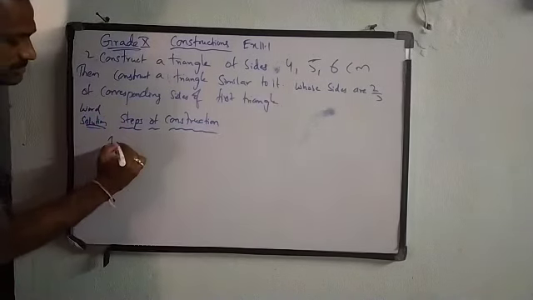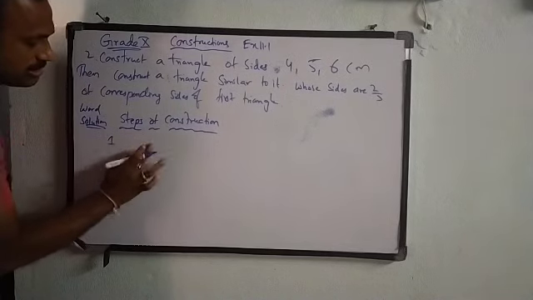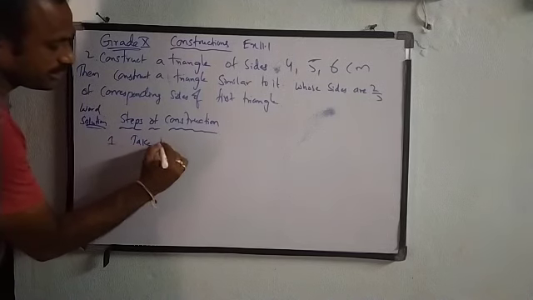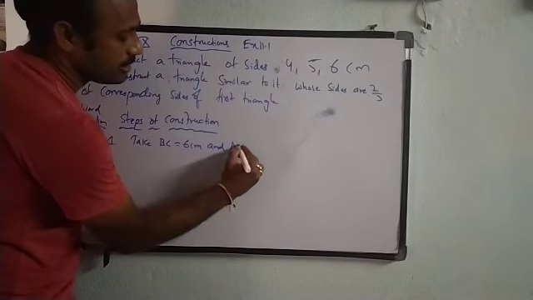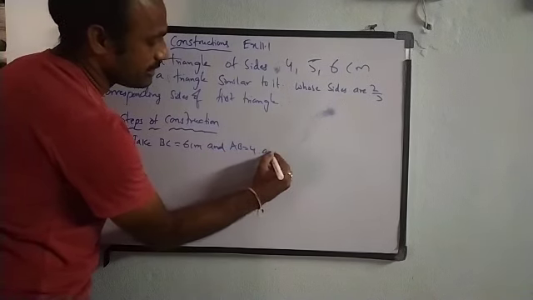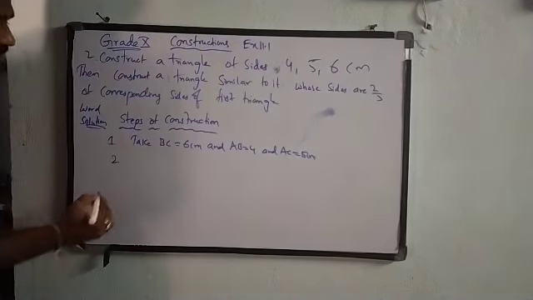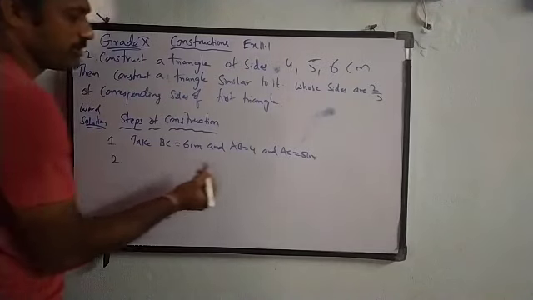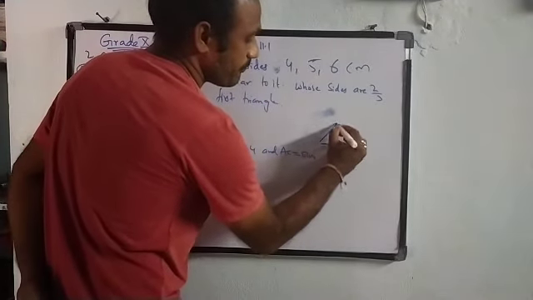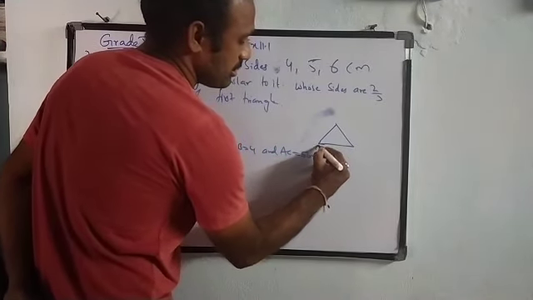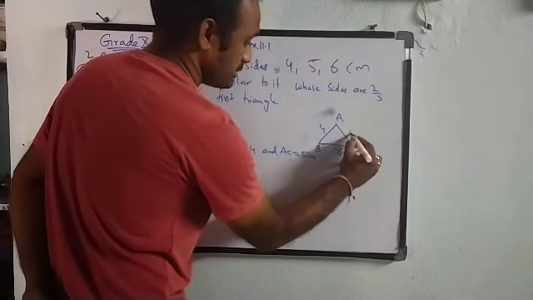So step 1 is: construct. Take BC equal to 6 centimeters, AB is 4 and AC is 5 centimeters. So we are taking this, it's our wish. Why? Because I am taking the highest number as my base. So let us suppose this is the rough figure BCA. Here BC is 6, AB is 4 and AC is 5.